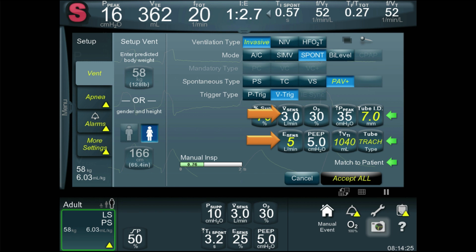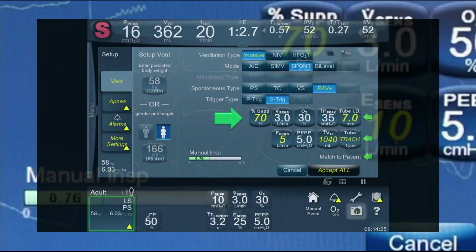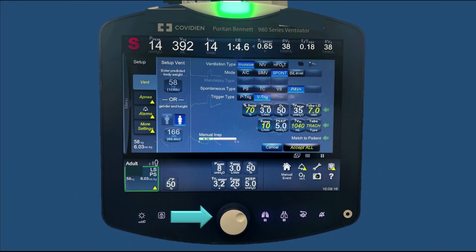Finally, the most important adjustment is to set the percentage assist, and this refers to the work of breathing that the ventilator does, in this case 70%. Any adjustments that you need to make at this stage are made by turning the knob that's located on the front of the ventilator here to the right or to the left. Once we're happy with our settings, we are going to accept all and engage the mode.